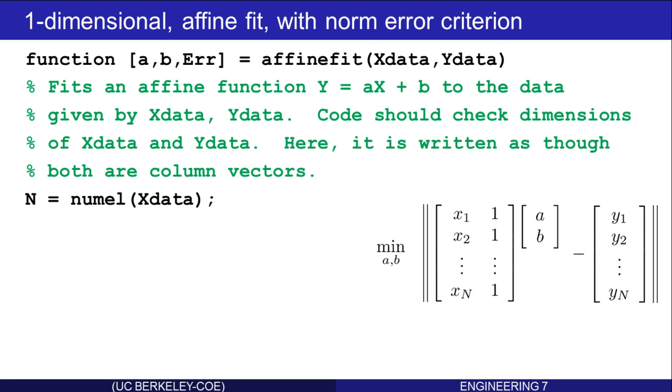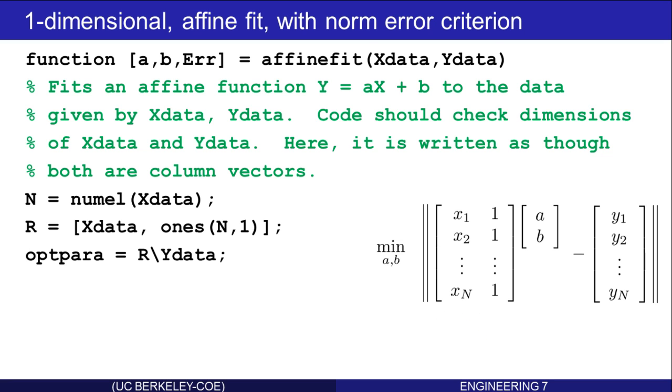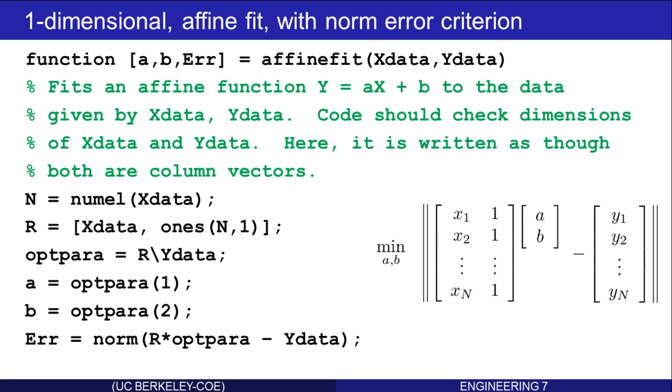N is the number of elements in x data. R is this matrix, the x data horizontally concatenated with a ones vector. We use the backslash operator to solve for the least squares problem. Using the backslash operator, it's R backslash y data. That gives the optimal 2 by 1 vector consisting of the components little a and little b. Pull those out for return. And finally, let's define error to be the norm of this minimum mismatch. So R times opt param, that's a and b, minus y, exactly as shown.